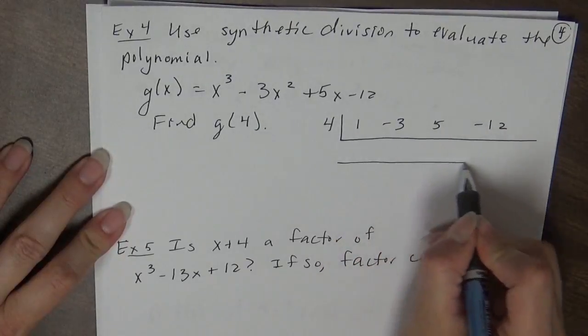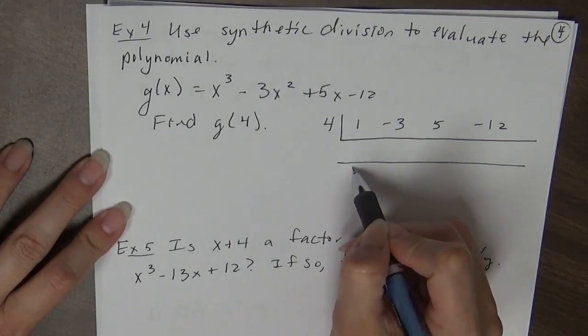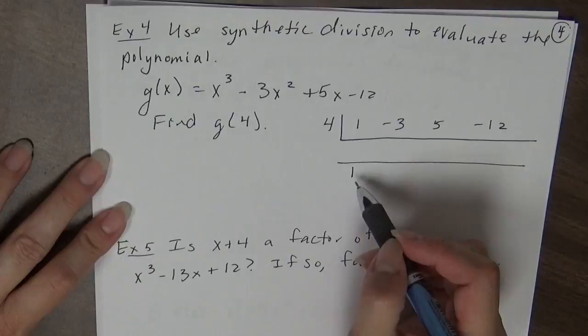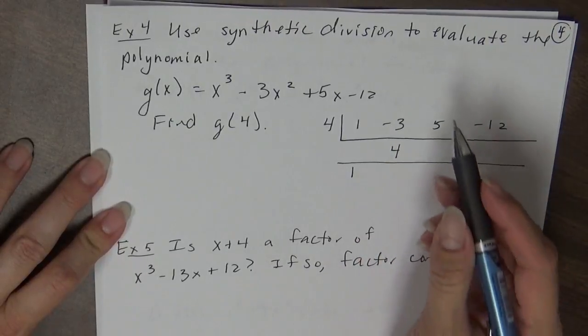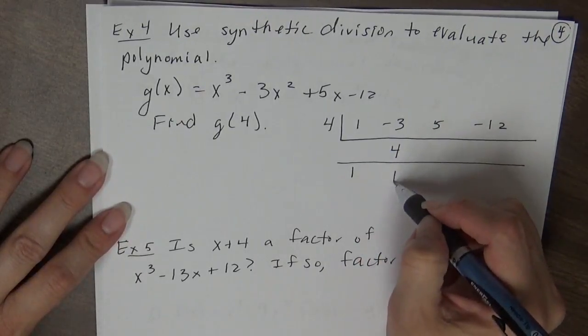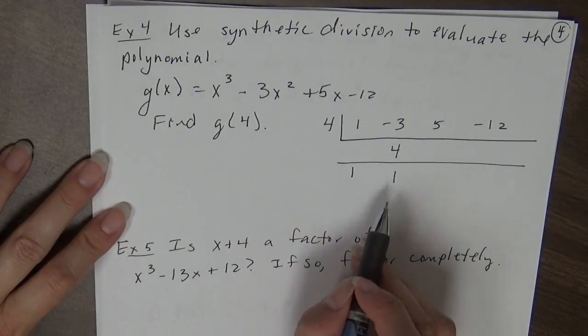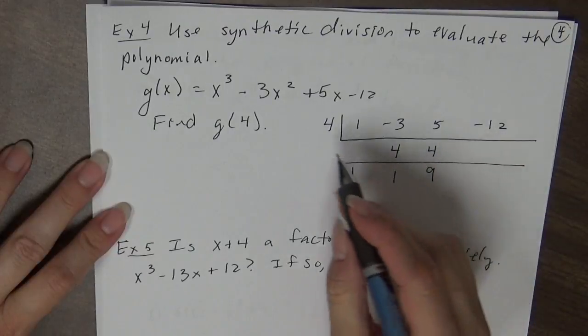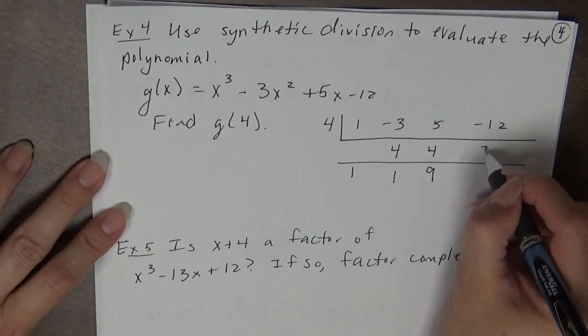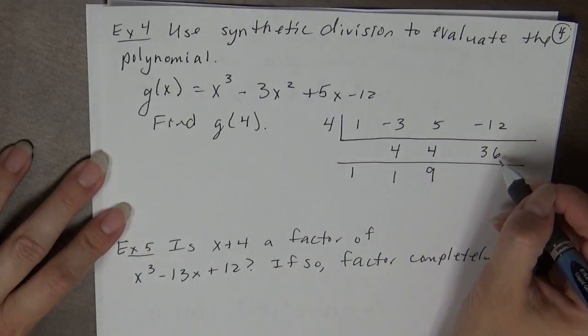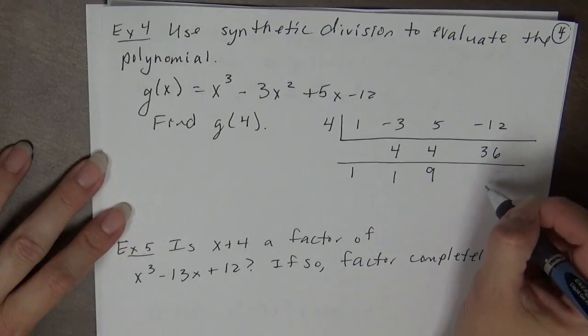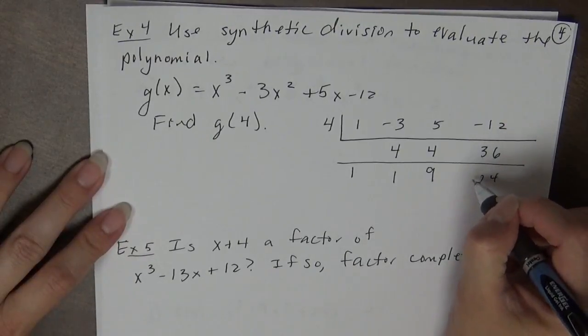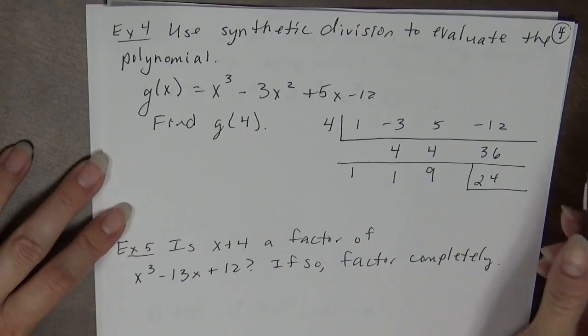Alright, so I'm going to put my line. Bring down my 1. 4 times 1 is 4. Put it here. Negative 3 plus 4 is 1. 4 times 1 is 4. That goes here. 5 plus 4 is 9. 4 times 9 is 36. Negative 12 plus 36 would give me 24. This is my remainder. Okay?